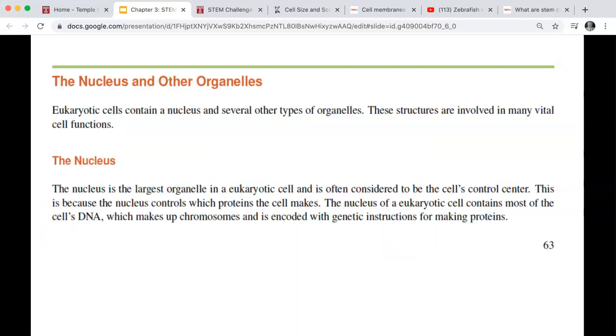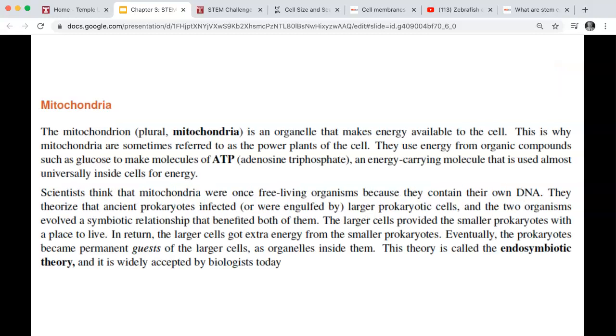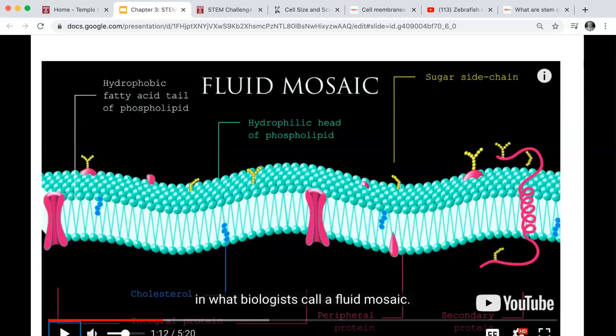In your textbook on page 63, we start talking about the nucleus and other organelles. And the nucleus is the largest organelle in most eukaryotic cells. It's considered the cell control center. Make sure you read carefully about that. Mitochondria is a part of the cell that supplies energy to all of your cells. Very, very important. We mentioned that glucose is turned into an energy-rich molecule called ATP. We'll talk about that a lot in the course. So make sure you read about the mitochondria.